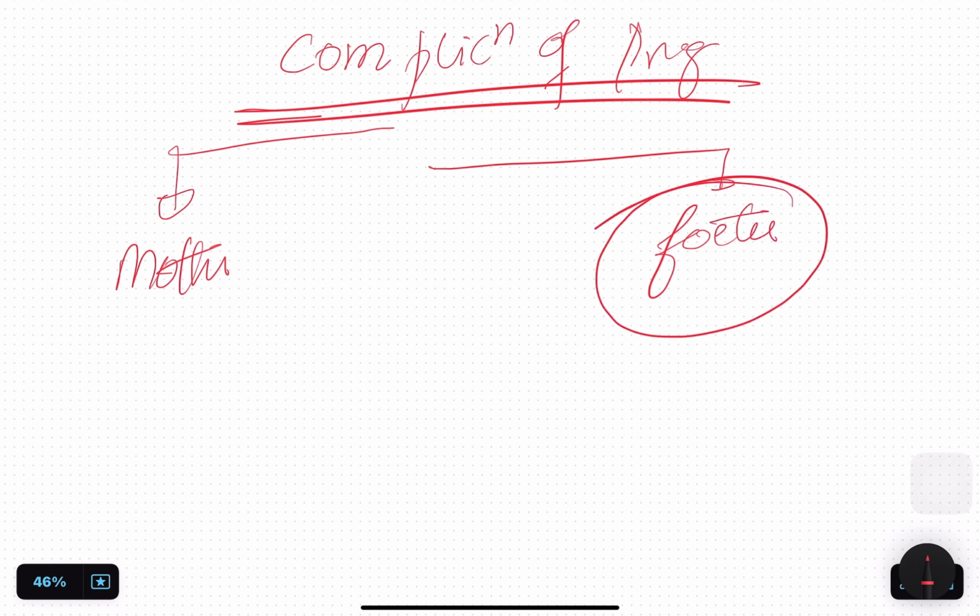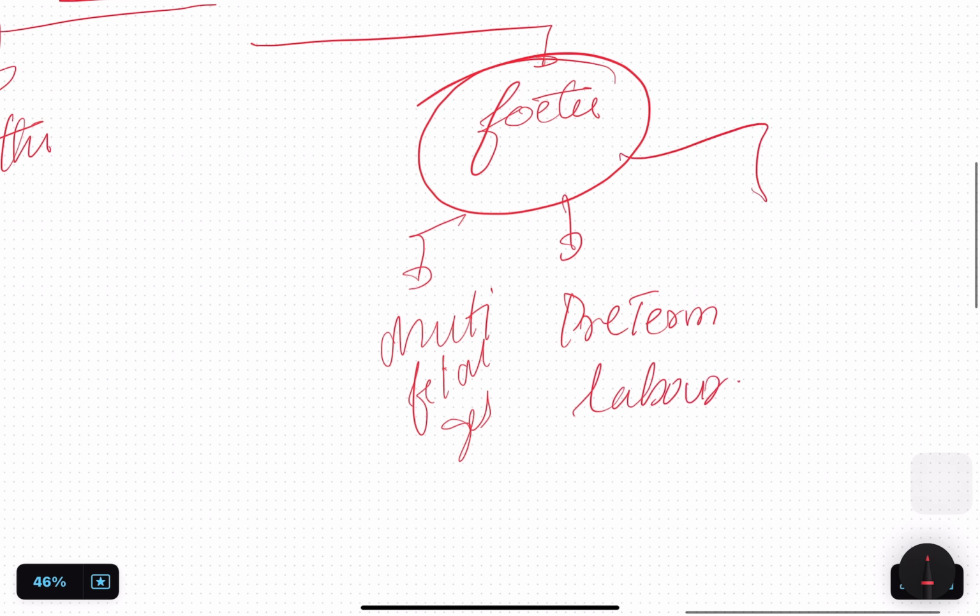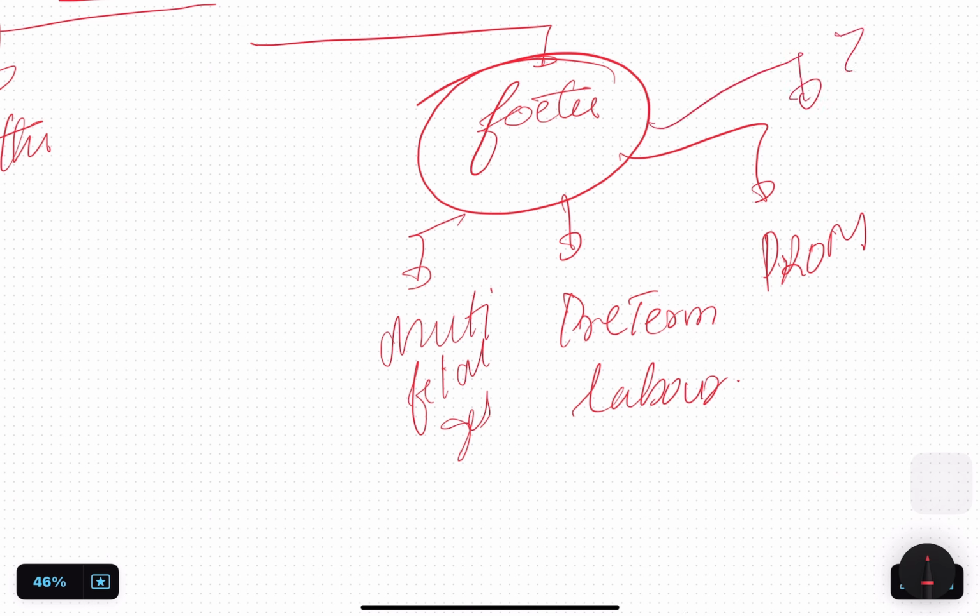What do you think is a complication in the fetus? Multifetal gestation is a complication. One will be macrosomic, one will be microsomic, so it will be a complication. Then you might have preterm labor. Yeah, that is a complication. Then you might have premature rupture of membranes. That is a complication. If the weight is more than 4.5 kg, then you say it is a macrosomia baby. Correct, no? This is something to do with the fetus.